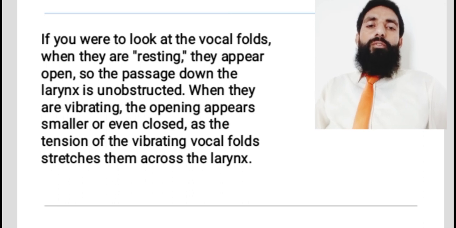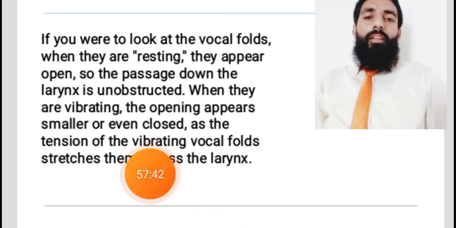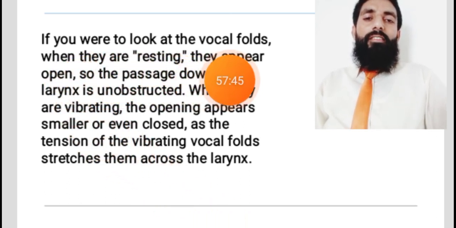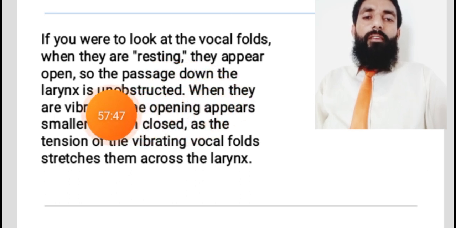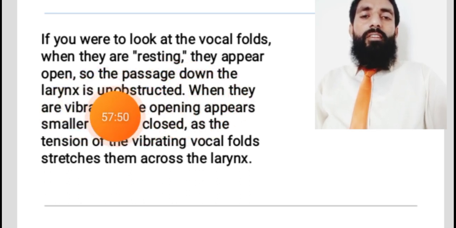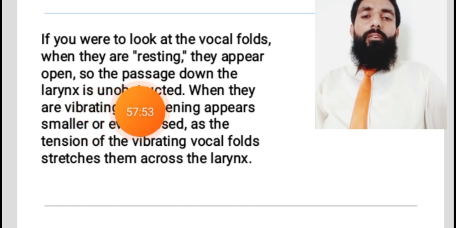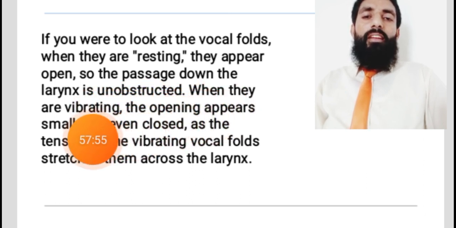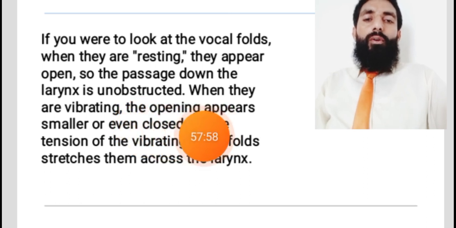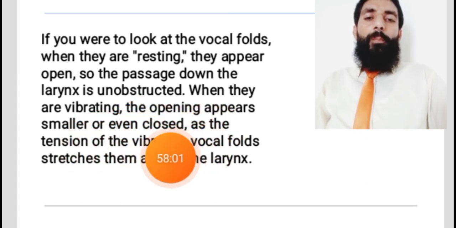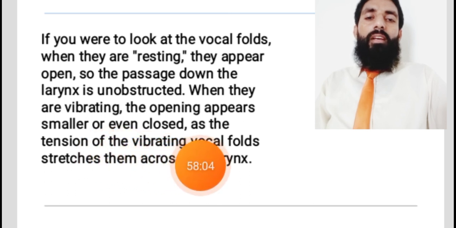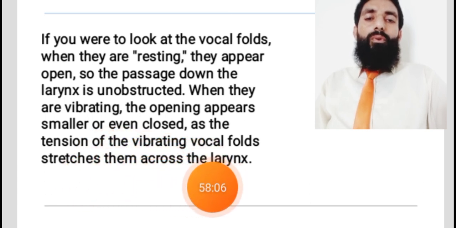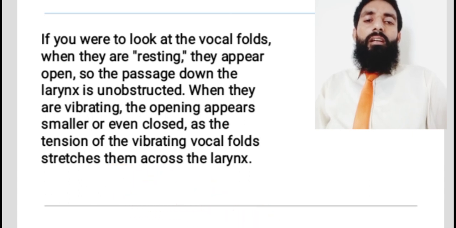If you want to observe the vocal folds when they are resting, they appear open. When you are silent, when the vocal cords are resting, they appear open, so the passage down the larynx is unobstructed. When they are vibrating, the opening appears smaller or even closed, as the tension of the vibrating vocal folds stretches them across the larynx.